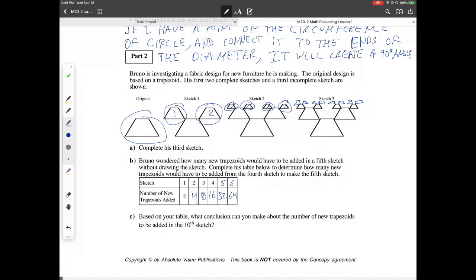Based on the table, what conclusion can I make about the number of trapezoids to be added in the 10th sketch? Well, the number of new trapezoids will be 2 to the power of 10, or 1,024. We can see from the pattern, if the pattern is going to continue on, we can use that to logically state, well, what's going to happen next? All right.